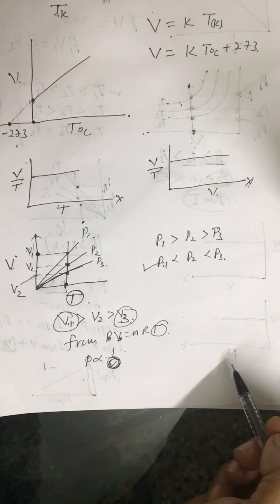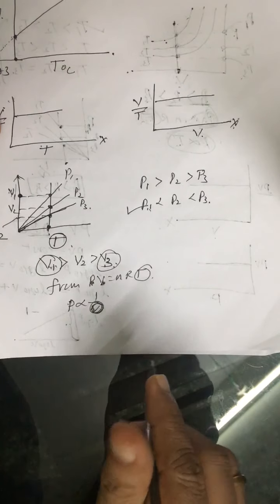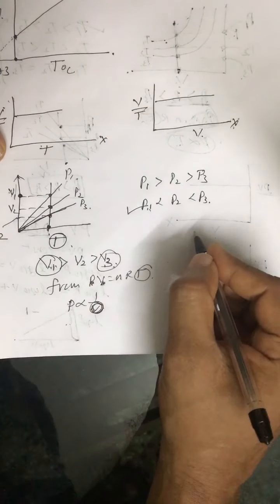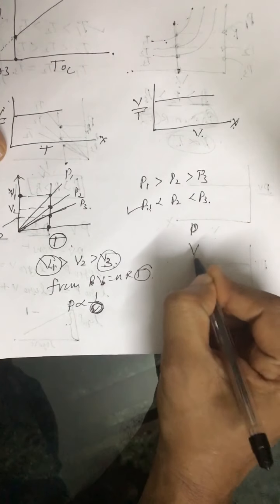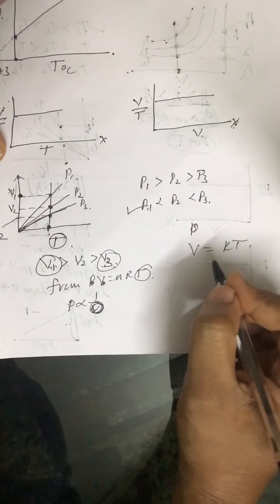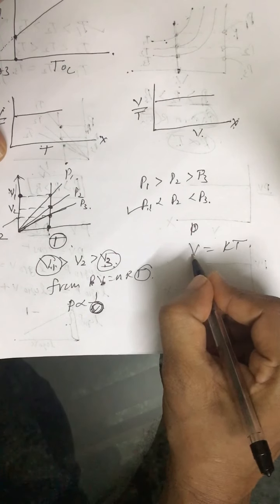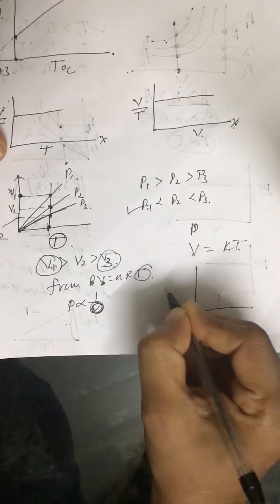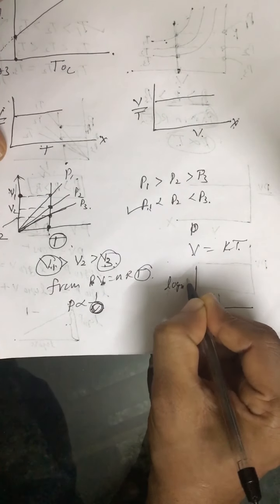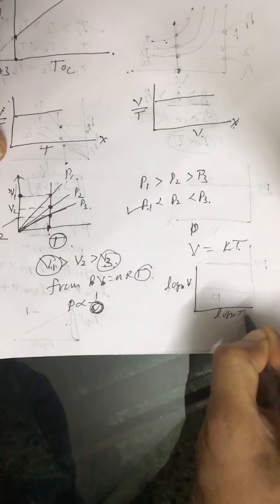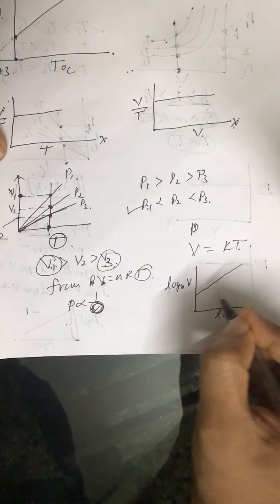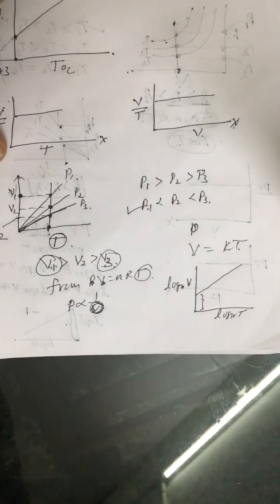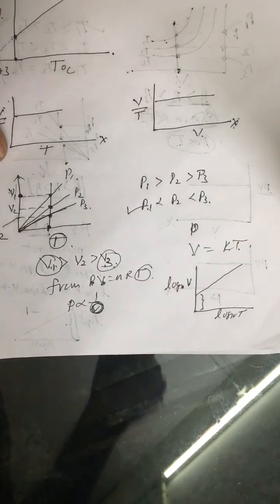So these kinds of graphs you can make out. Or from V is equal to K into T, or log of V is equal to log of K plus log of T, you can draw this graph also, log of V and log of T. This kind of graph you get, and this is the intercept. That is, log of K is the intercept. So these things you can make out. We will discuss further.